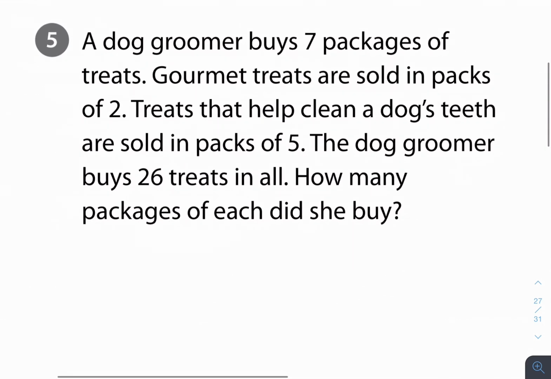Number 5 says, a dog groomer buys 7 packages of treats. Gourmet treats are sold in packs of 2. Treats that help clean a dog's teeth are sold in packs of 5. The dog groomer buys 26 treats in all. How many packages of each did she buy? So what I'm going to do right now is I want you to pause the video at this point and see if you can figure out what the two unknowns are, right? Do your annotating, your cubes, see if you can figure out what the two variables that you're looking for are. Do that now.